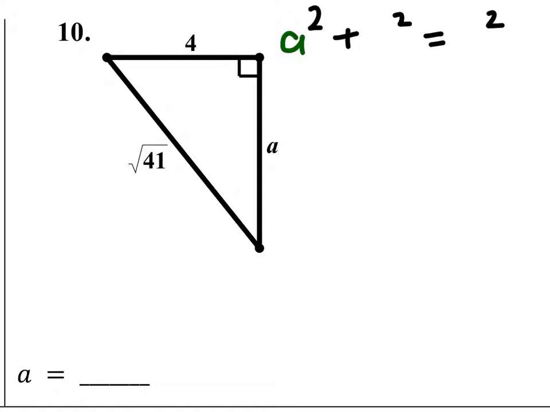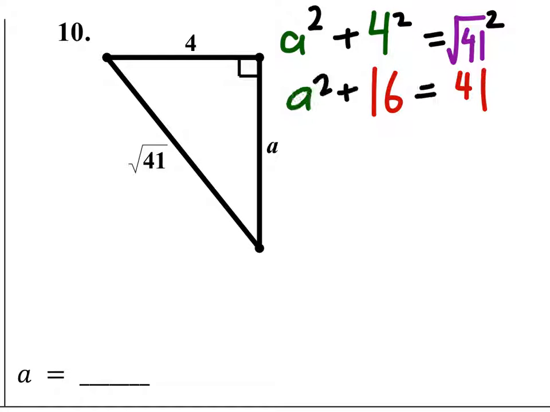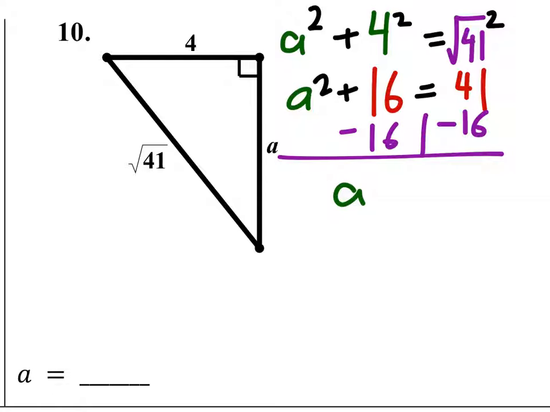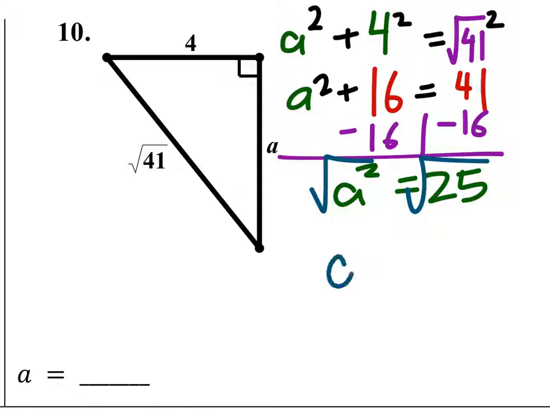Alright, so in the Pythagorean theorem, I'm going to replace one of the legs with 4, and the hypotenuse is the square root of 41. So let's square these. This is 16, and that's 41. A squared plus 16 is 41. Now to solve for a squared, I need to subtract 16 from both sides. Again, that's to find the area of that one square. So I got a squared is 25. And then I'll square root both sides to get just the a value, which is 5.